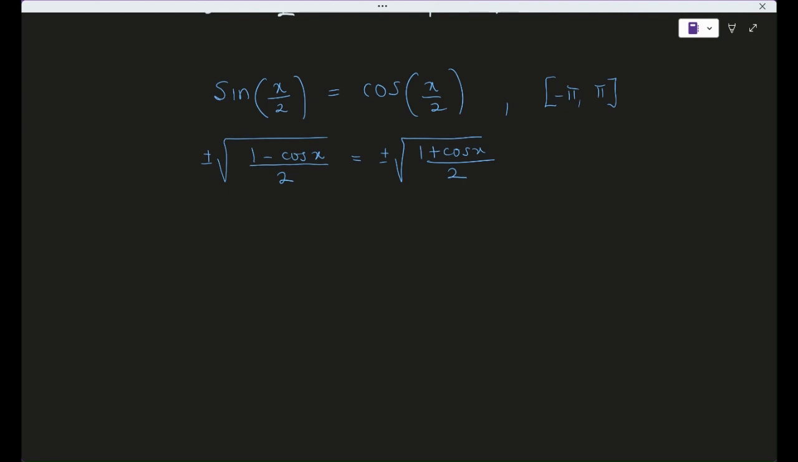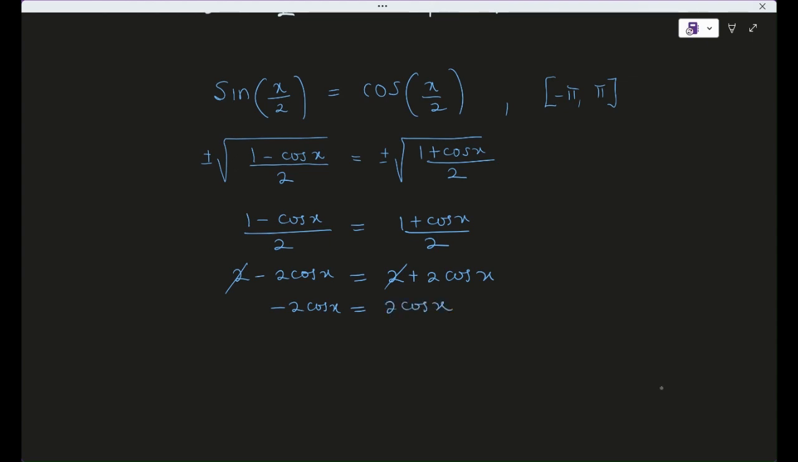So this now becomes a radical equation, right? And how do you solve a radical equation? Here the index is 2, so we can square both sides. So we square both sides, and we'll just have 1 minus cosine of x over 2 equals 1 plus cosine of x over 2. We can cross multiply so that you have 2 minus 2 cosine of x equals 2 plus 2 cosine of x. So 2 will go with 2. We'll have minus 2 cosine of x equals 2 cosine of x. So we can take this to the other side. So this becomes 0 equals 4 cosine of x.